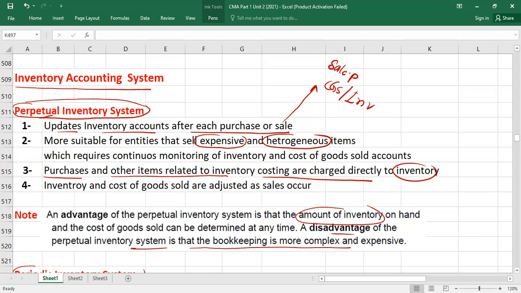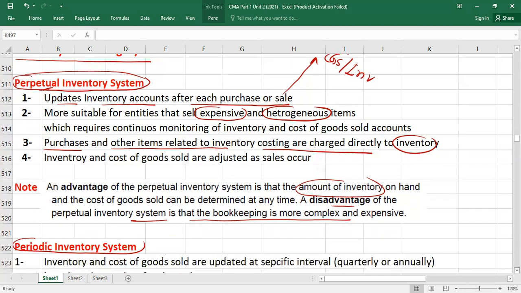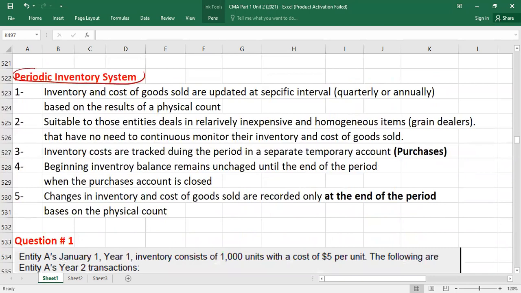Clear? Then we have a second system which is called the periodic system. It is a bit opposite. And please remember one more point regarding perpetual.